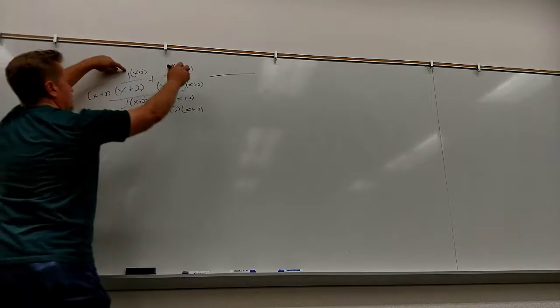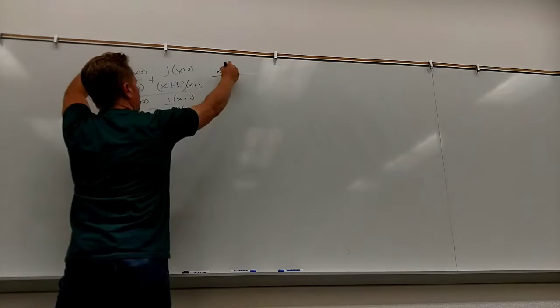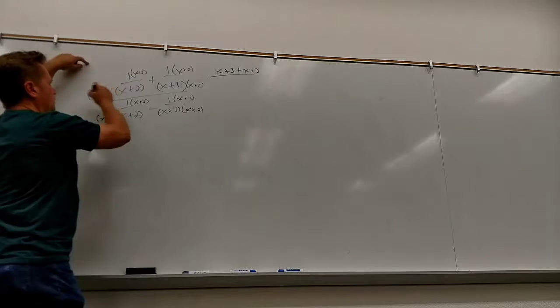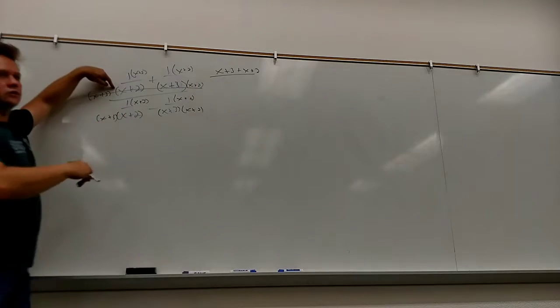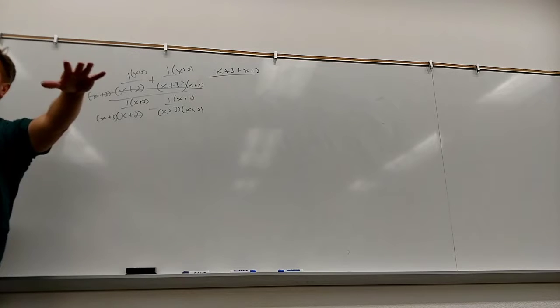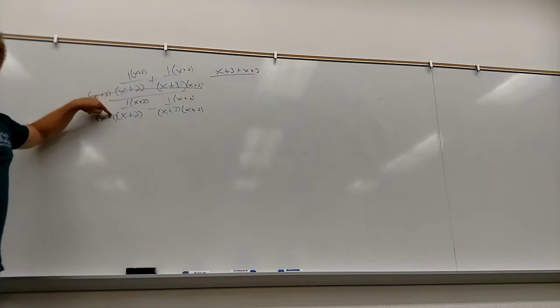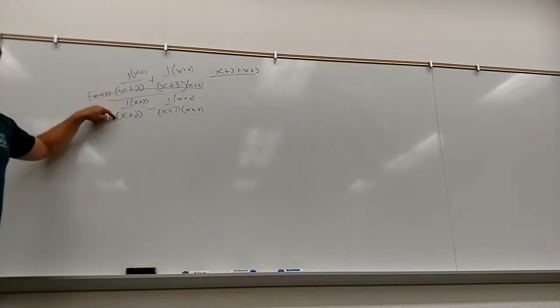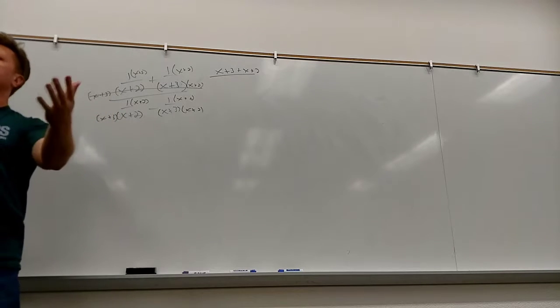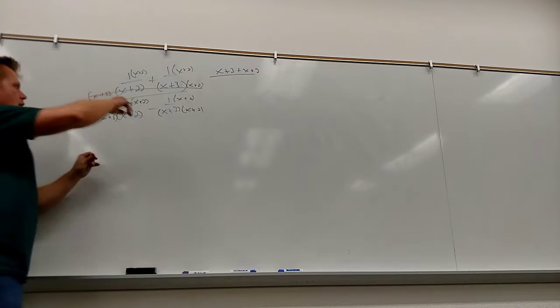Because then I'll be left with on the top, these cancel, so I'll be left with x plus 3 plus x plus 2. Why do they cancel? Why am I allowed to cancel in an equation? Because there's two sides. Top side, bottom side. It's only when there's not two sides that would balance each other out that you can't do that. You can't kill things.